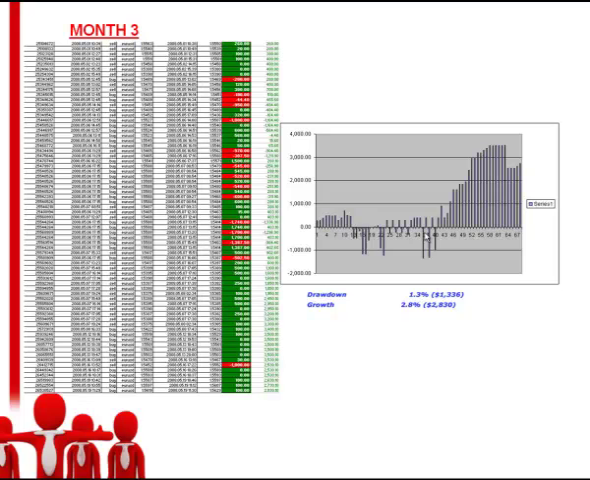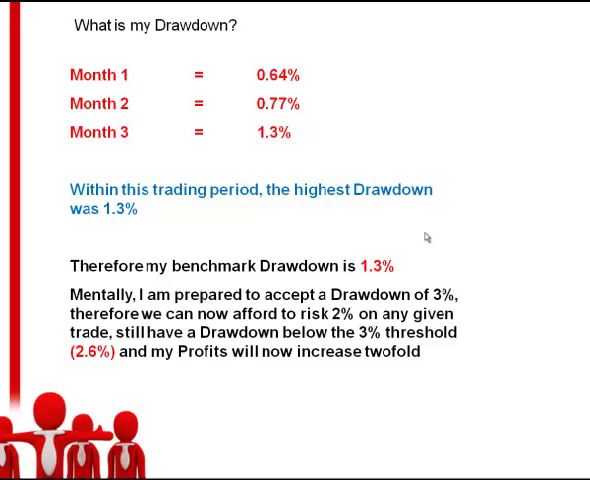Alright, so now I've got 3 months of data. Now I can go and have a closer look. Alright, now what's my drawdown? Month 1, 0.64%. Month 2, 0.77%. And month 3, 1.3%. Now within this trading period, the highest drawdown was 1.3%. So therefore my benchmark drawdown is 1.3%. Now mentally I'm prepared to accept a drawdown of 3%. So therefore I can now afford to risk 2% on a given trade and still have a drawdown below the 3% threshold, which will be 2.6. But suddenly my profits will also increase twofold.